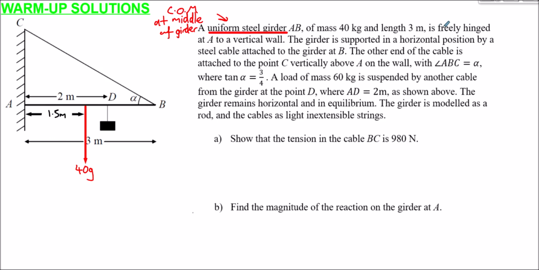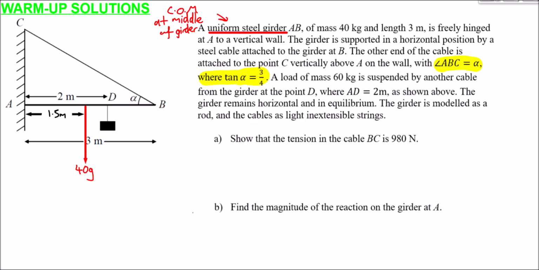Next, it says it's freely hinged to A at a vertical wall. So it's held there, this girder, and it's supported in a horizontal position by a steel cable attached to the girder at B. So this is the cable as such. The other end is attached to C, vertically above the wall, and angle ABC is alpha, where tan alpha is 3/4. So this is going to be something we can work with.